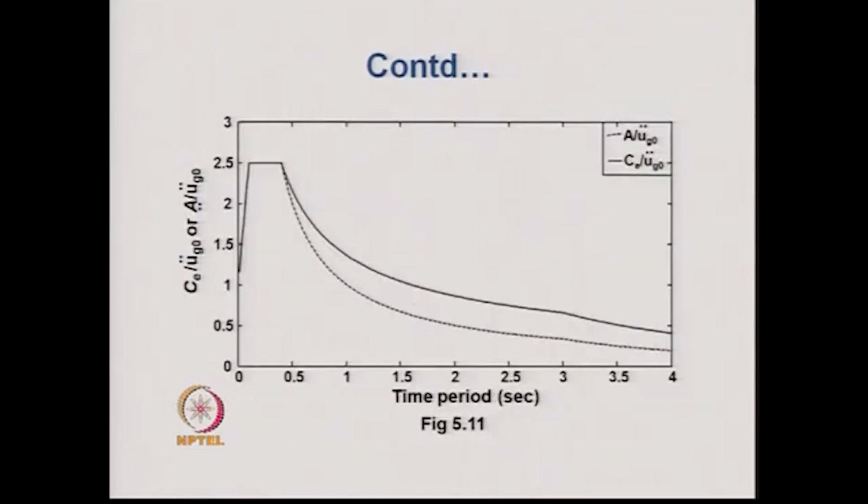This is the comparison of the seismic coefficient value C normalized with the ground acceleration and the spectral acceleration normalized with the ground acceleration, and one can see that the spectral acceleration is generally lower than the seismic coefficient in the higher time period range.